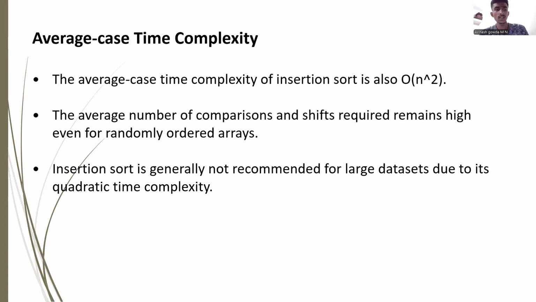And the third one is average case time complexity. The average case complexity of insertion sort is also O(n^2). The average number of comparisons and shifts required remains high even for randomly ordered arrays. Insertion sort is generally not recommended for large datasets due to its quadratic time complexity.